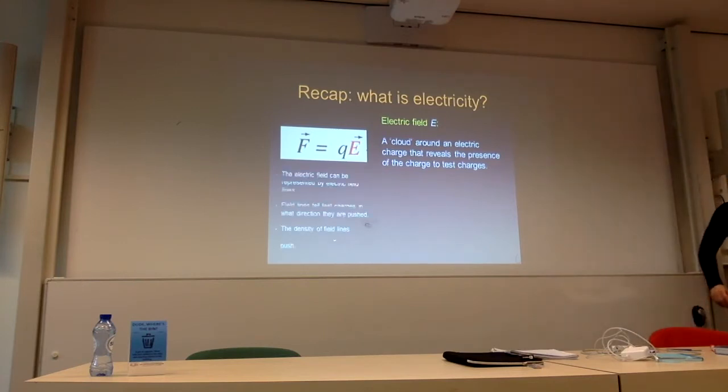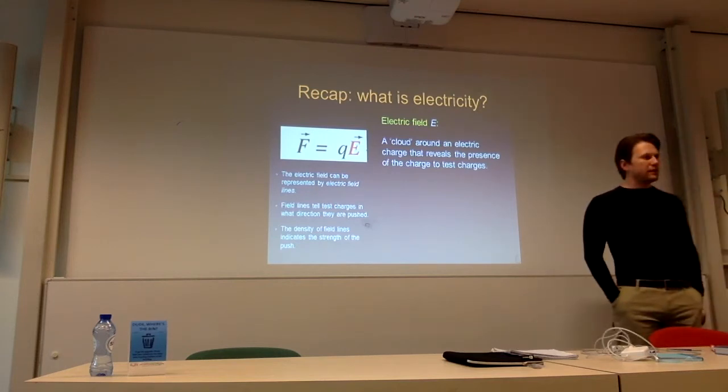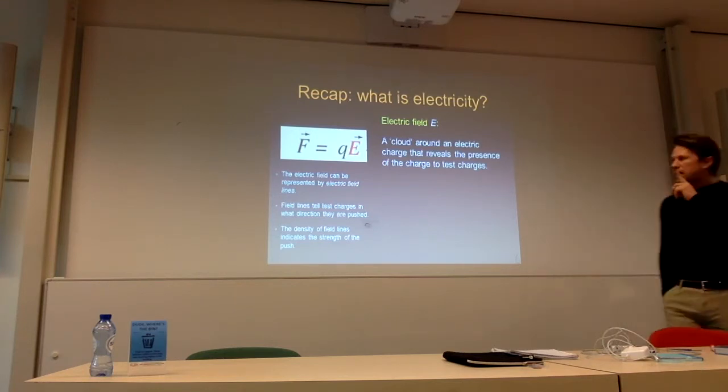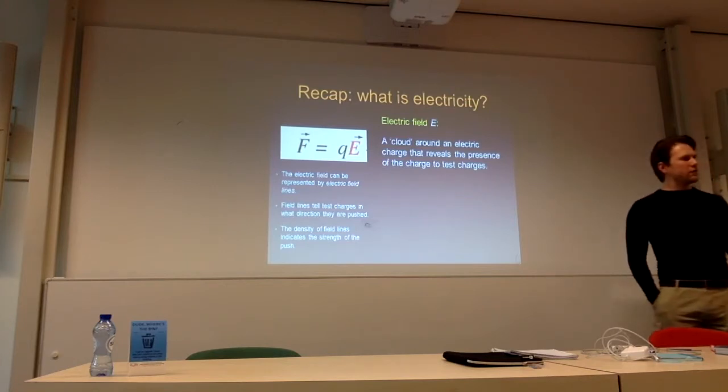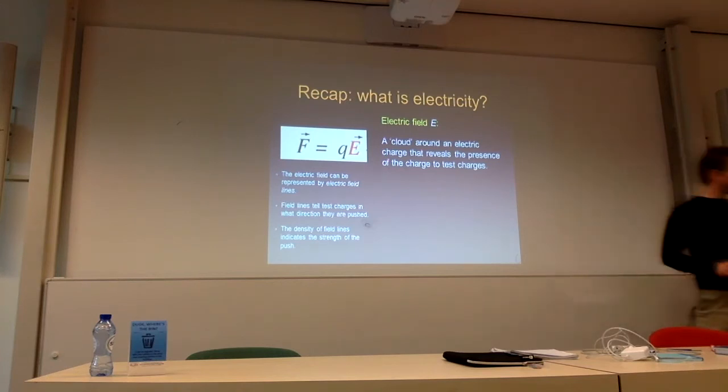Now, we're going to represent this electric field by something called field lines. I'm sure you've all seen this before in your electromagnetism course. And if not, I'm going to draw a picture in a second. Field lines will tell charges in what direction they should move. Again, a picture will follow in a second. And the density of the field lines indicates the strength of the push.